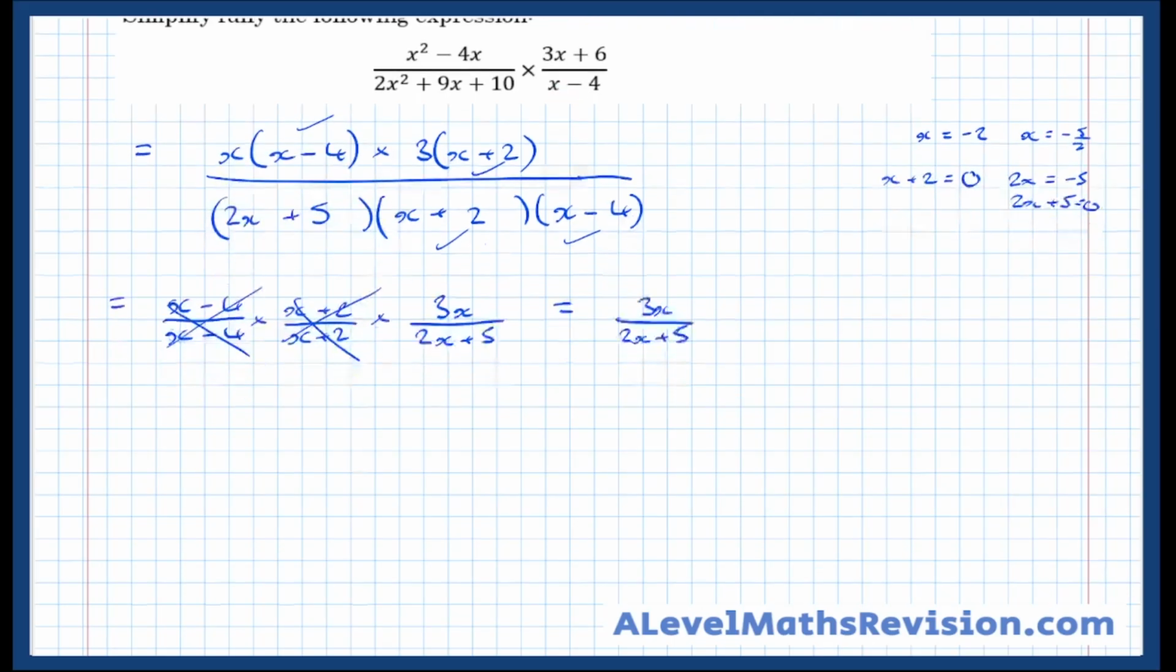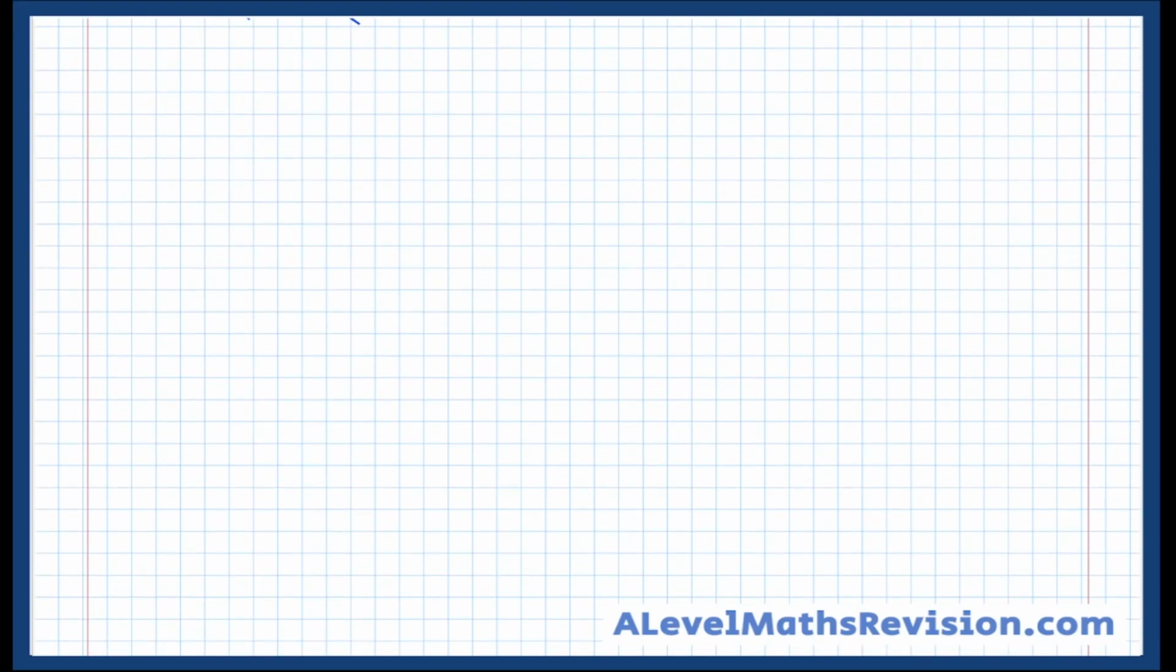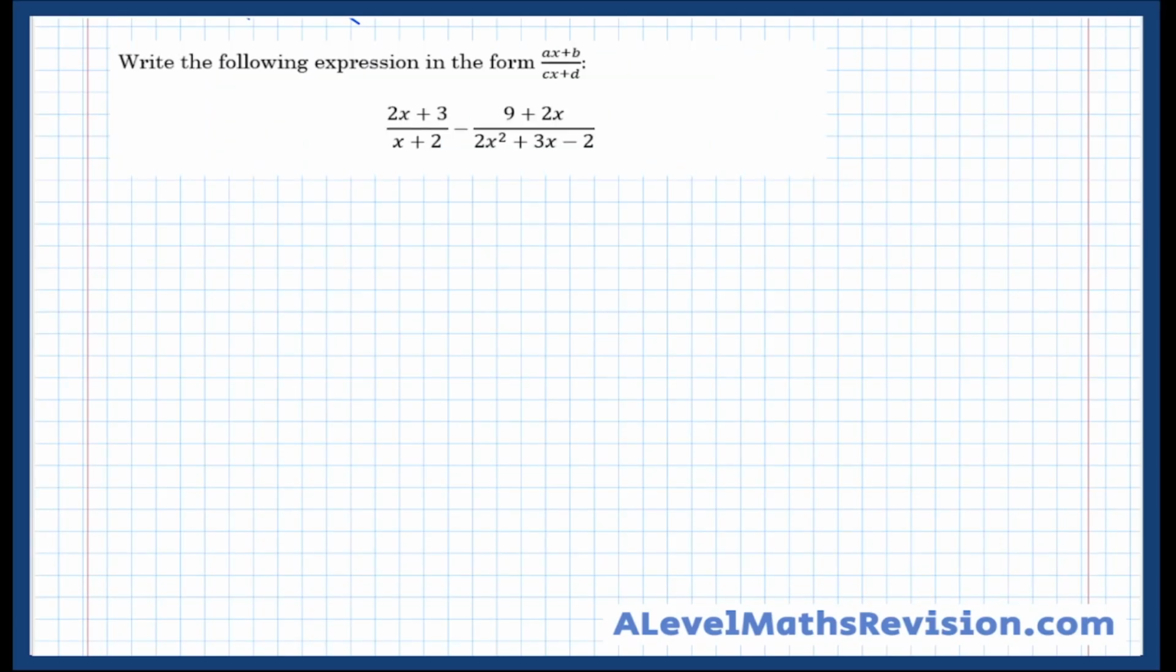So finally, let's do one more example of adding algebraic fractions. So this example asks us to write the following expression in the form ax plus b over cx plus d. So the first thing we've got to do is find a common denominator. Now often, what you might be tempted to do is just multiply these two together to get a common denominator, but be very, very careful. I think we should factorise first in case any hidden common factors that they've got already come out.